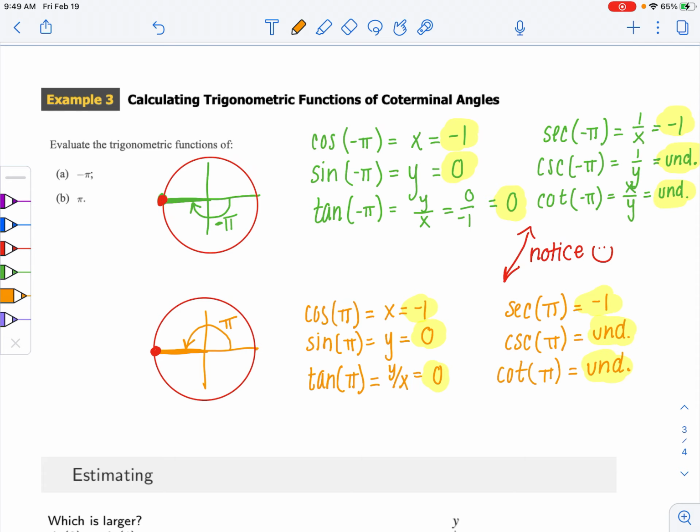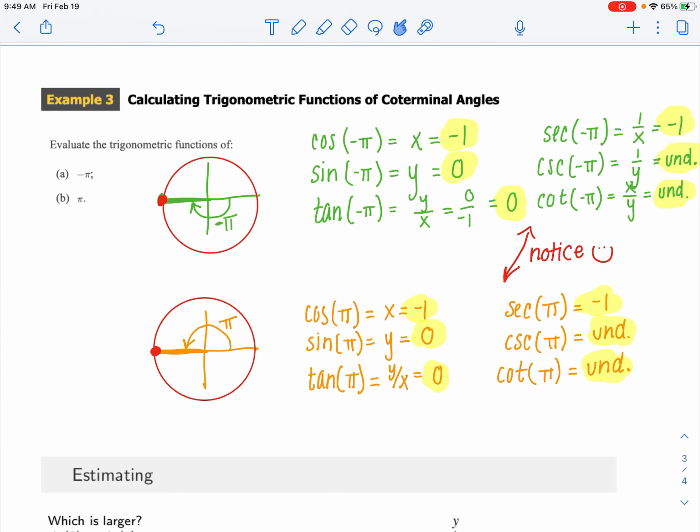So if you get asked this question on a homework, positive pi, negative pi, if you're asked those, they're going to be the same. They have the same terminal side. So hopefully you're reading my hint there.